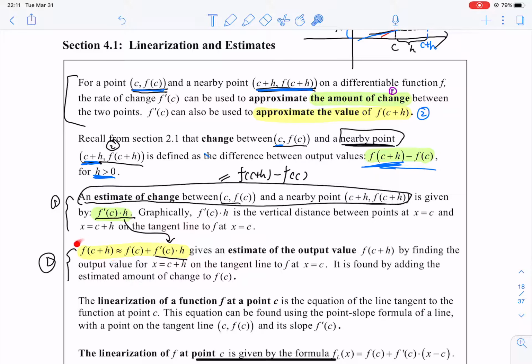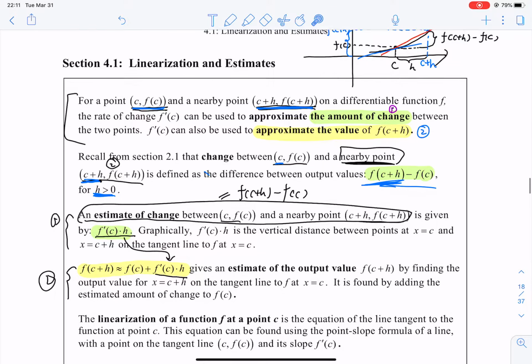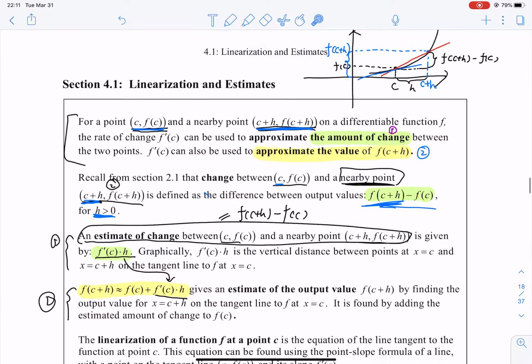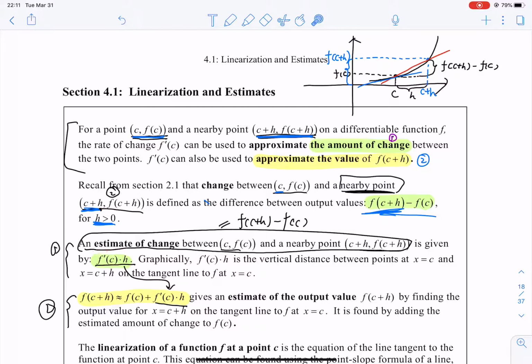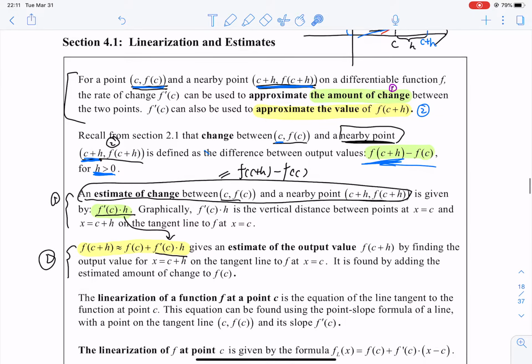So the basic idea of estimating f of c plus h is to use the change plus f of c. And the basic idea for the change is that when the 2 points are super close to each other, the tangent line and the secant line are the same line. And we can use the idea of the slope. The slope means this one divided by this one to estimate the vertical difference.